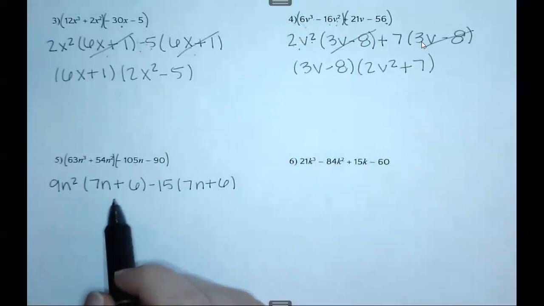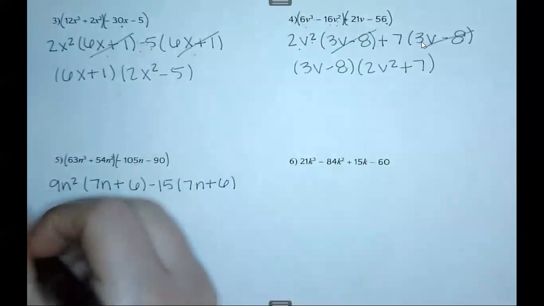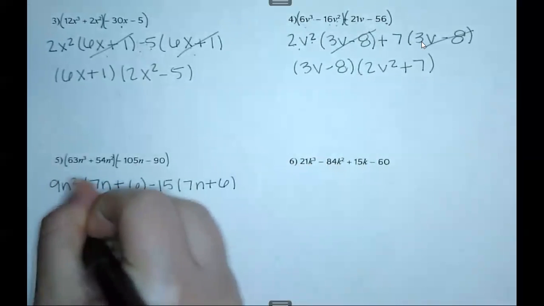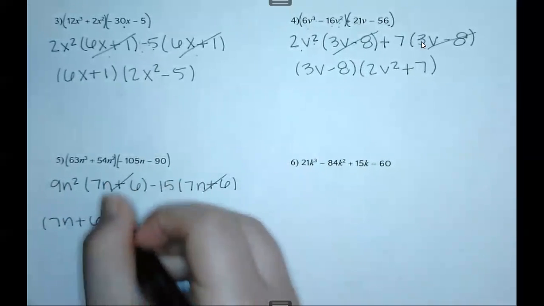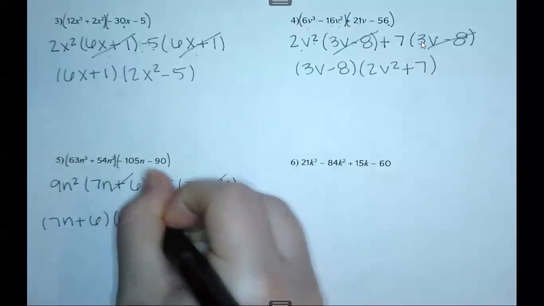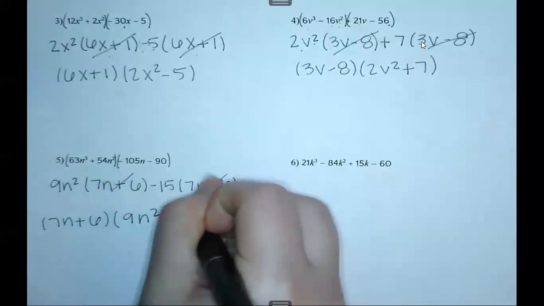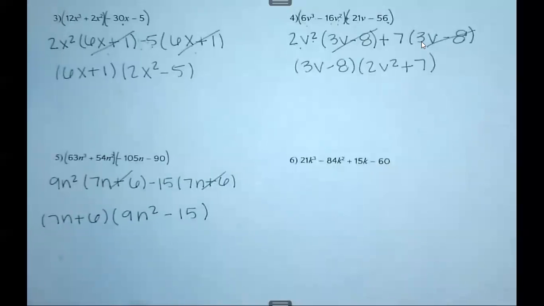So now we're going to pull the common factor between these two out, which is the 7n plus 6. And then our next step is to put our leftovers in a second set of parentheses. So my leftovers from the first part are n squared minus 15 from the second part.